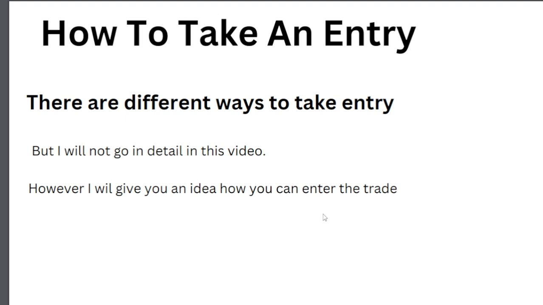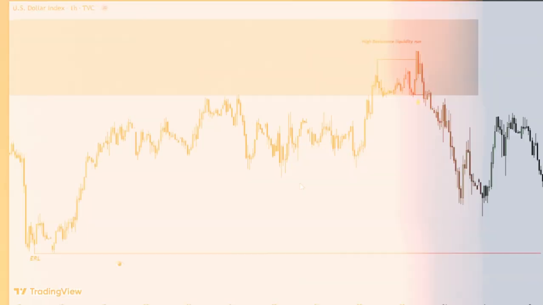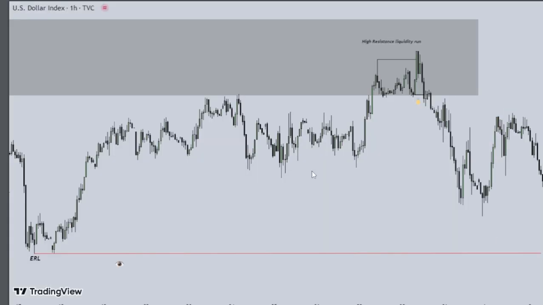There are different ways to take entry, but I will not go into detail in this video. However, I will give you an idea how you can enter the trade. We will use this piece of price action for entering the trade. We look for short entries toward this external range liquidity. This is an intraday chart. As I told you in my previous video, I use 1 hour as my intraday chart.